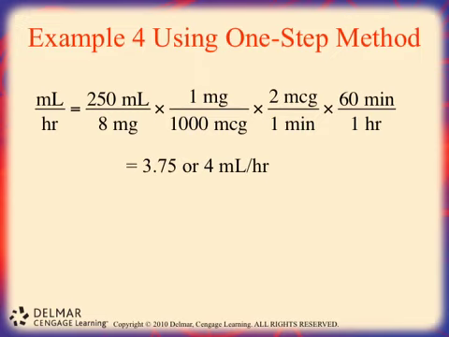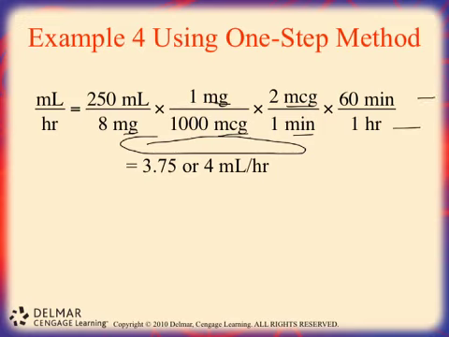This is the same problem, they just haven't gone through and written the numbers in here without the labels. And so it's basically they've just multiplied across the numerators and denominators and come out with 4 milliliters per hour.